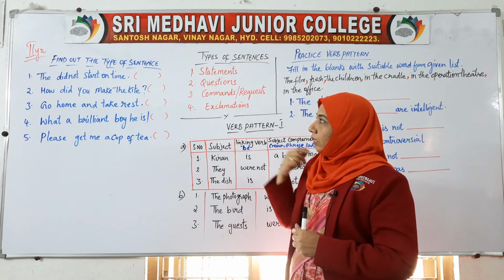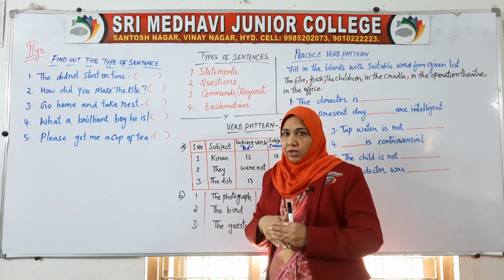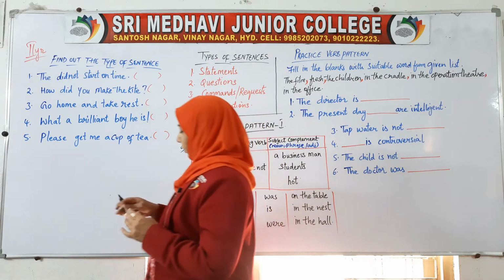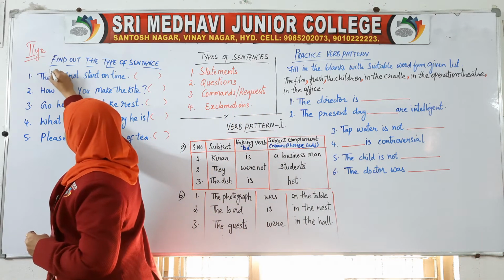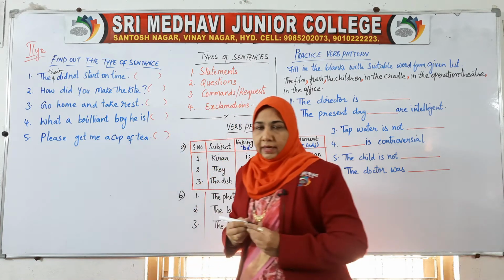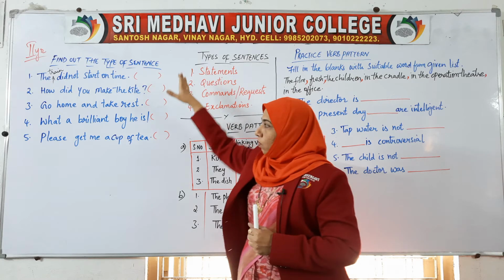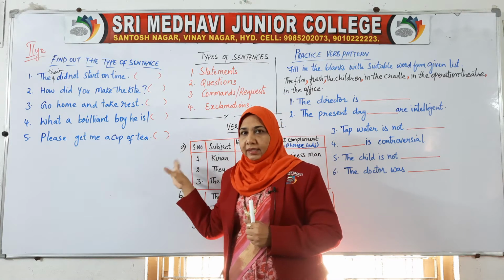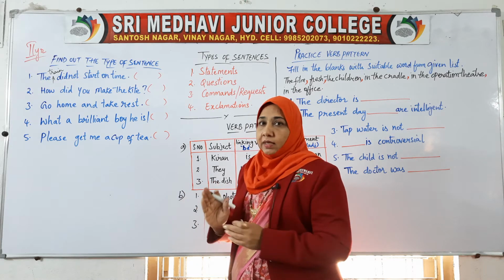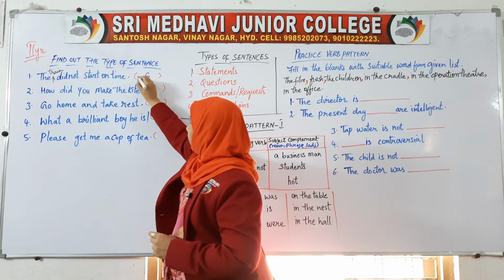Now we will do one exercise to find out the type of the sentence, just to refresh ourselves and rebrush our knowledge. Here it is: The train did not start on time. You have to find out what type of sentence it is among these four. What is the type of sentence it is? The train did not start on time. Obviously, it is a statement or declaration. So we have to write S over here.